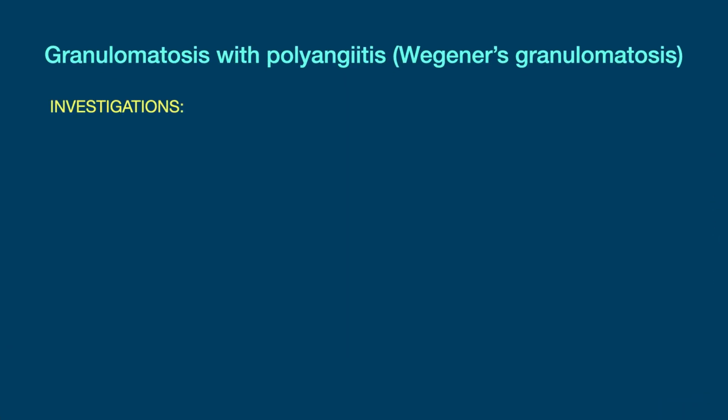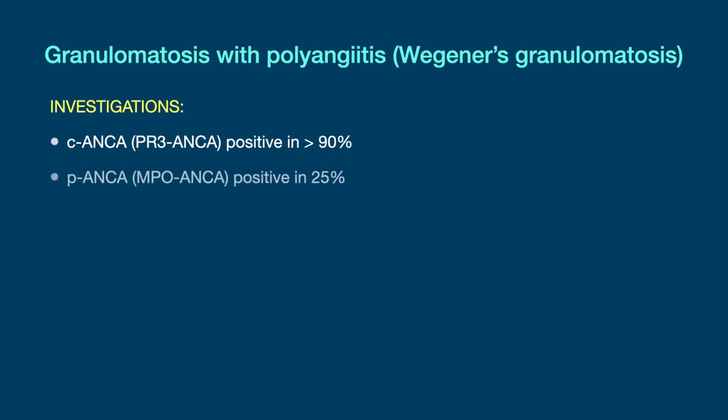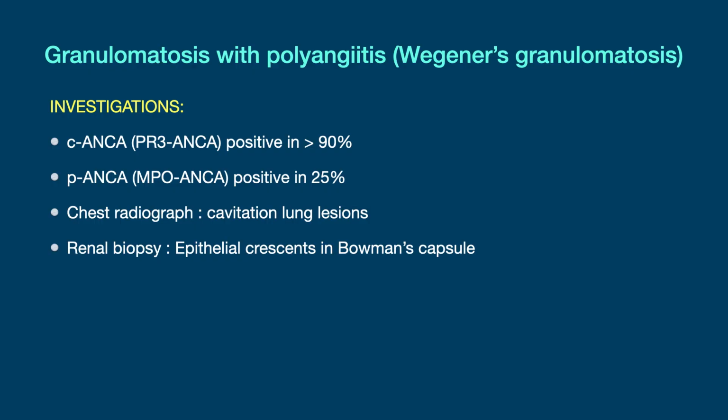Investigations that can be done to diagnose this disorder include a C-ANCA, which is positive in more than 90% of the time, specifically the PR3 ANCA. P-ANCA is also positive about 25% of the time, which is MPO ANCA. A chest X-ray may show a wide variety of presentations, including cavitating lung lesions. And lastly, a renal biopsy is done to confirm the diagnosis with the presence of epithelial crescents in Bowman's capsule.